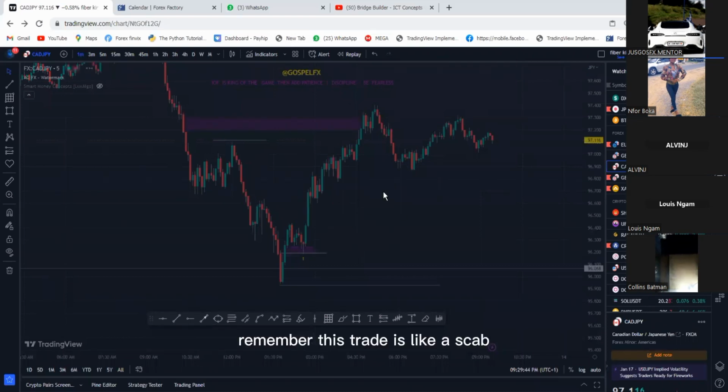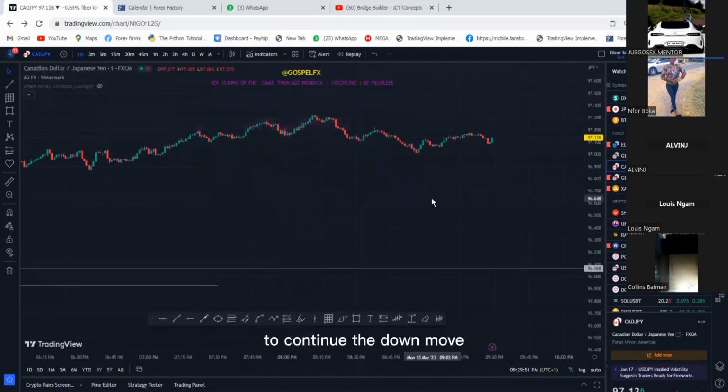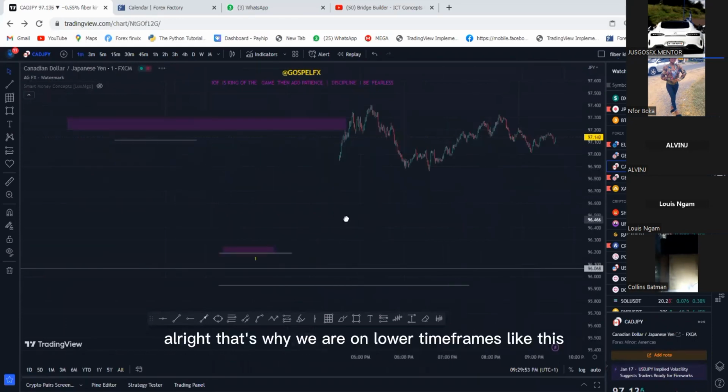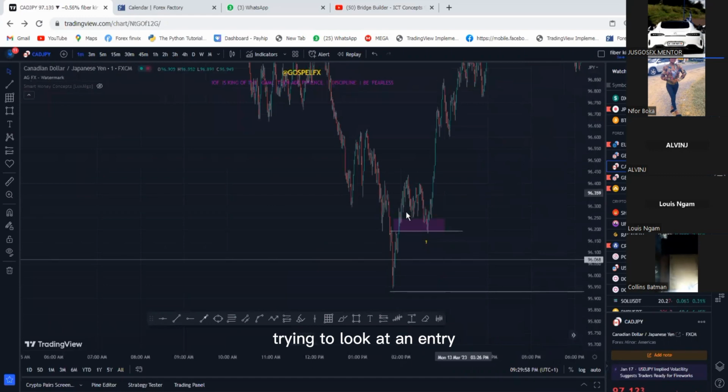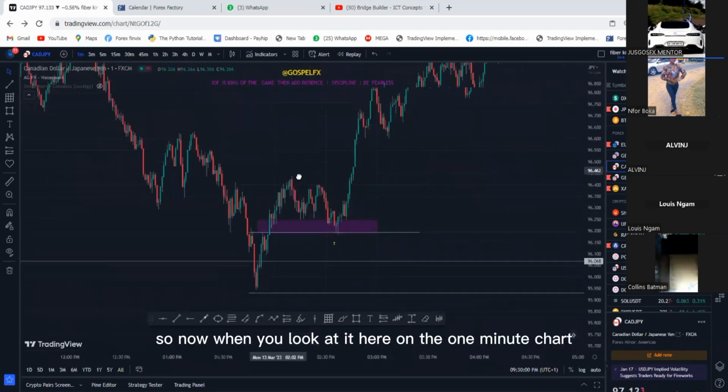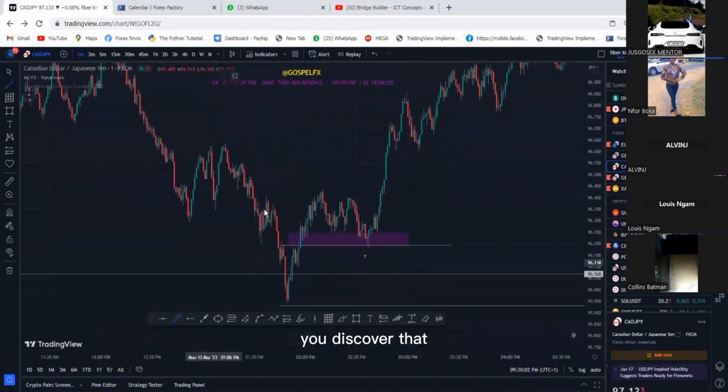Remember, this trade is like a scalp. I was just saying price took out bearish sell side liquidity and it's giving us a retracement to continue the down move. That's why we are on lower time frames like this, trying to look at an entry.